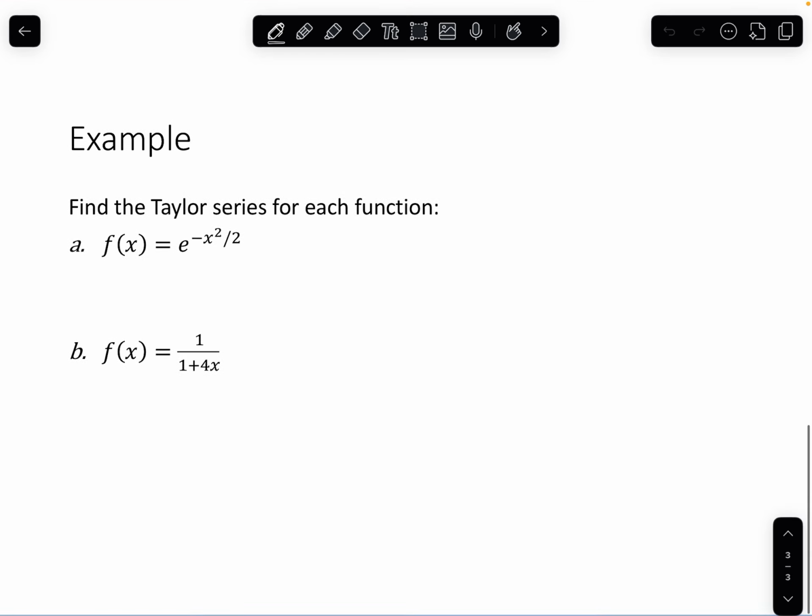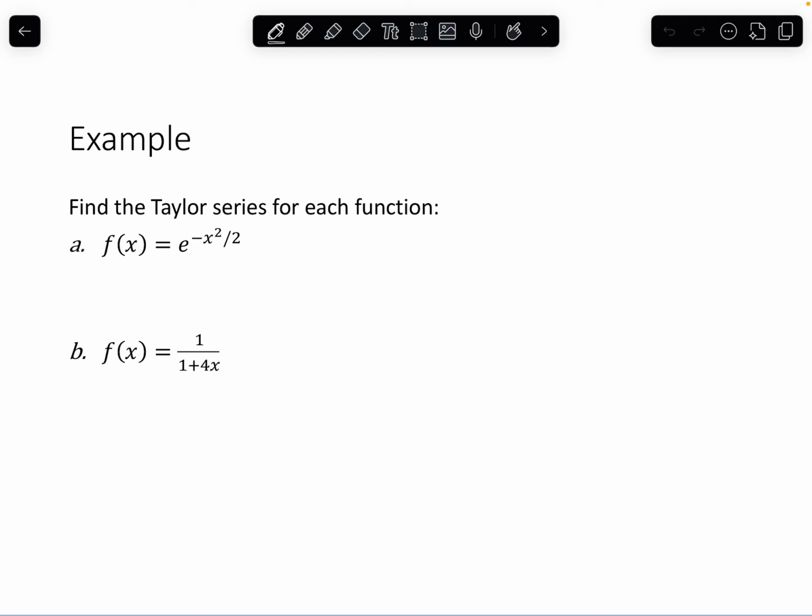So with that being said, I have here two functions that we would want to find the Taylor series for. The first one is e to the negative x squared over 2. So it took that e to the x and replaced it for this one.